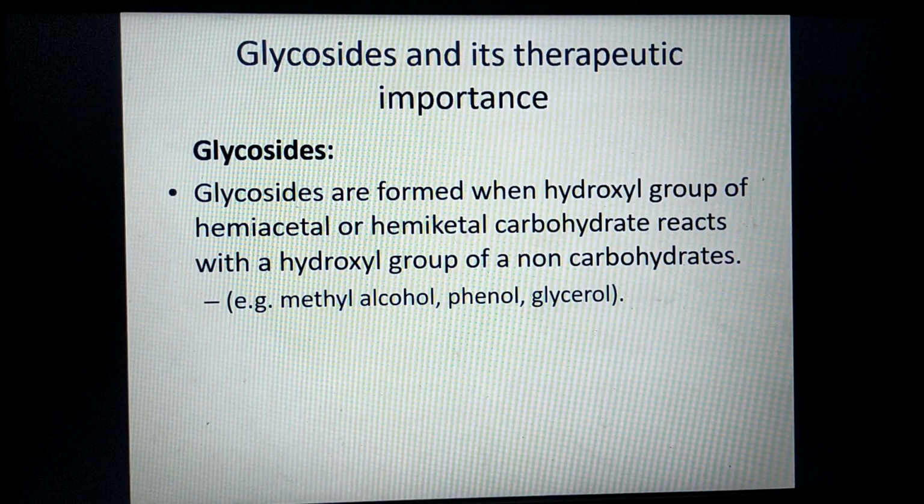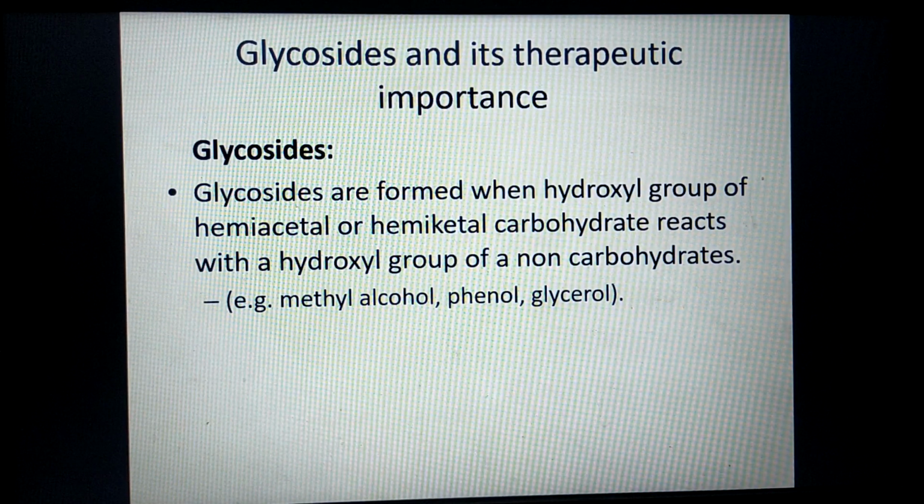After studying the monosaccharides, we study glycosides. These glycosides have some therapeutic importance. Therapeutic means they are used for treatment of various diseases. Now first we will see what glycosides are. Glycosides are formed when the hydroxyl group of a hemiacetal or hemiketal carbohydrate reacts with the hydroxyl group of another non-carbohydrate.